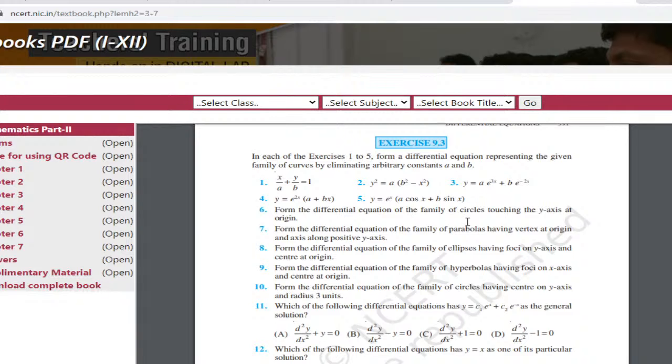y equals to e to power x into a cos x plus b sin x, bracket closed. This much only. Okay. So here also the same thing.